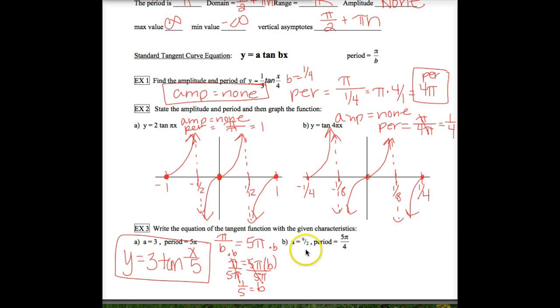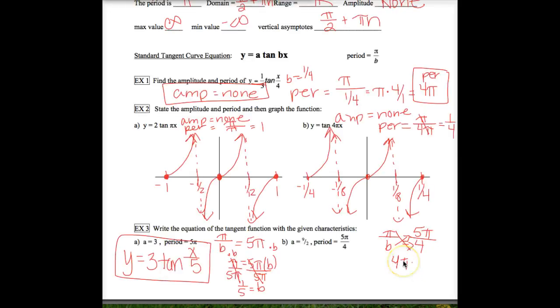All right. Last one. A is 9/2. The period is 5 pi over 4. So we put pi over B equals 5 pi over 4. And again, when it's a fraction on both sides, it's easiest to cross multiply. So 4 pi equals 5 pi B. So divide by 5 pi.